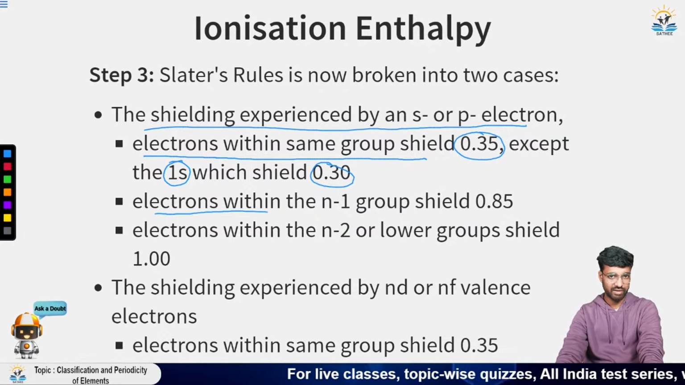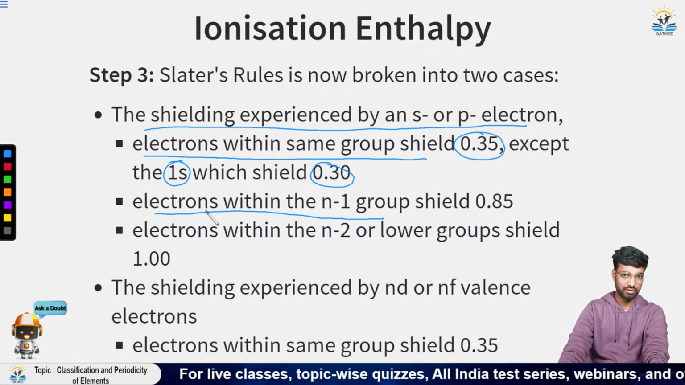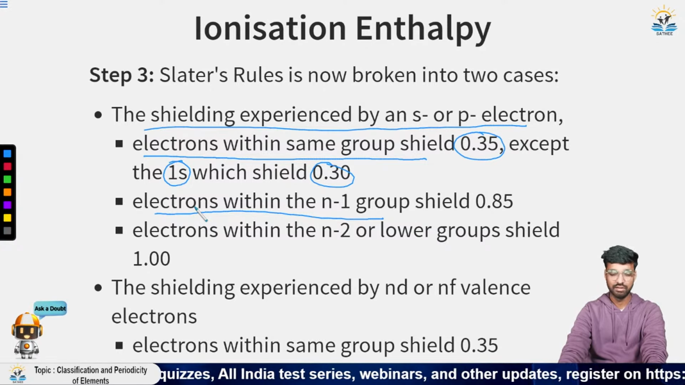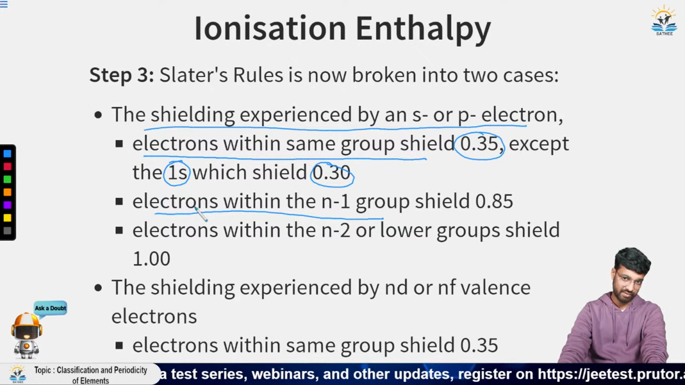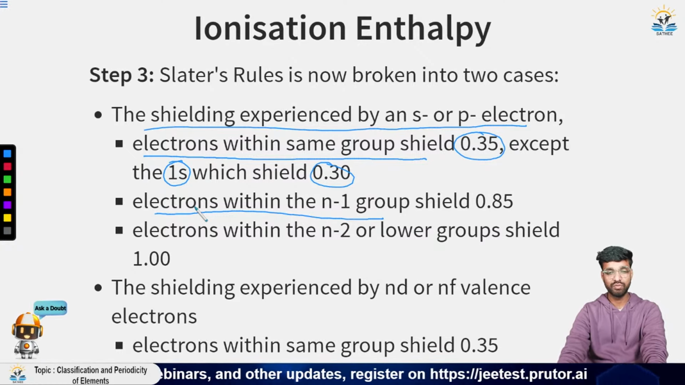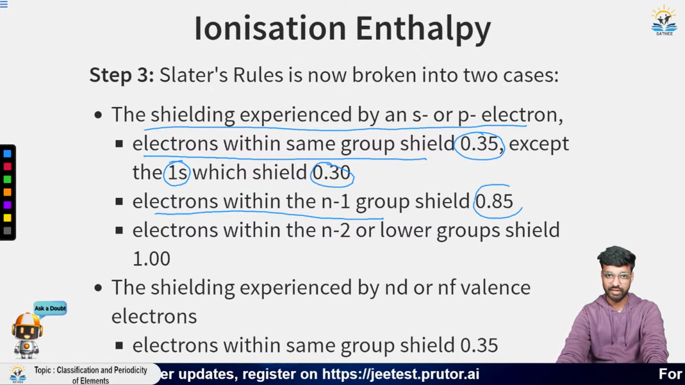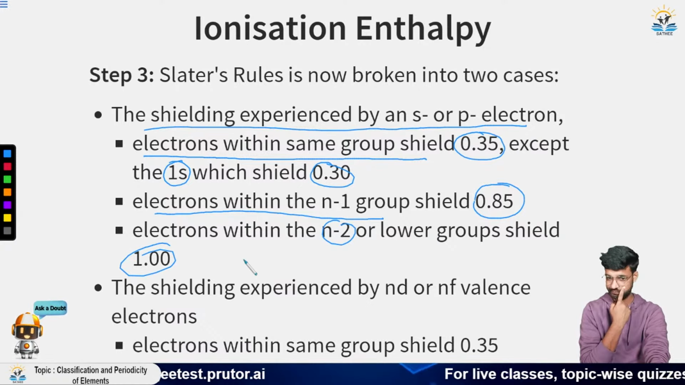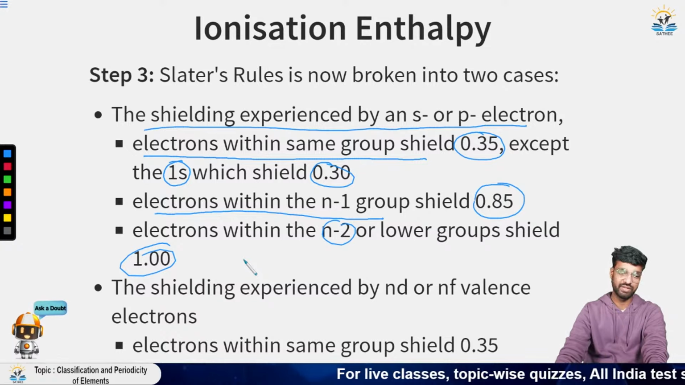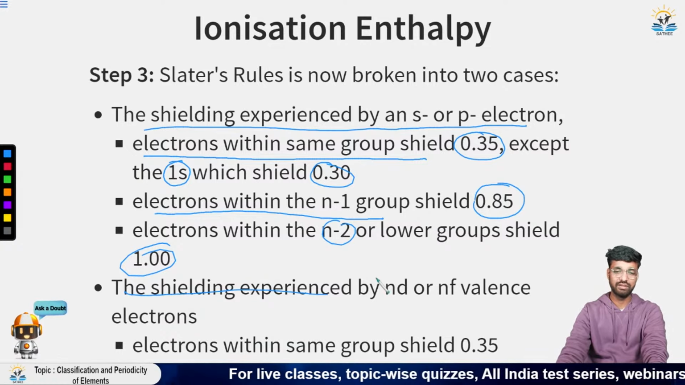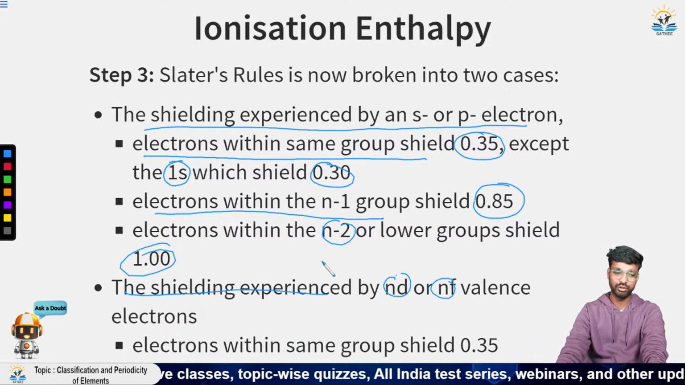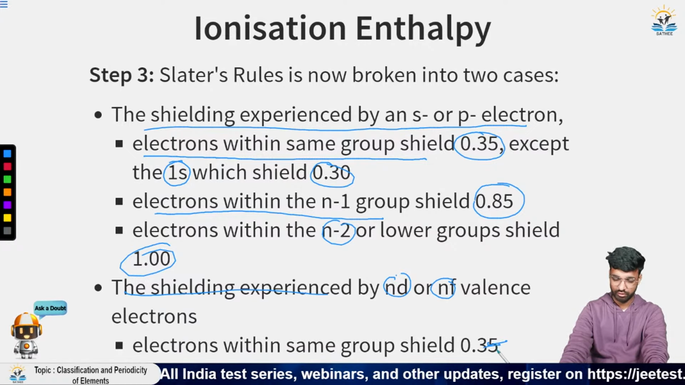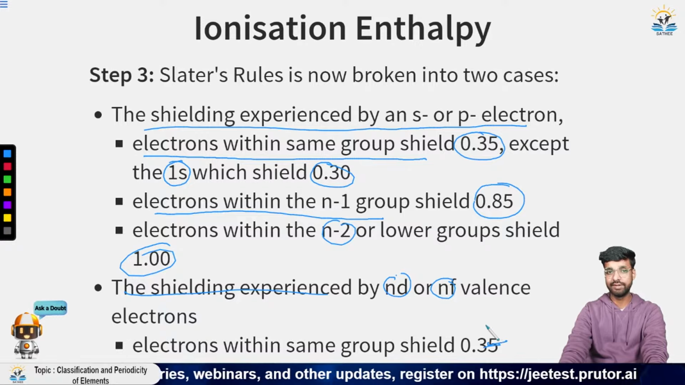Now for electrons within the n minus 1 group, suppose the group is 2s2 and 2p6. If you have to consider n minus 1, then it will be 1s. So the 1s electron will give a contribution of 0.85, and the remaining n minus 2 and lower will give a contribution of 1. So this is the general rule for s and p. Now, if you are considering the shielding effect in d or f, they both have the same rule: electrons within the same group contribute 0.35, and the remaining ones give 1.